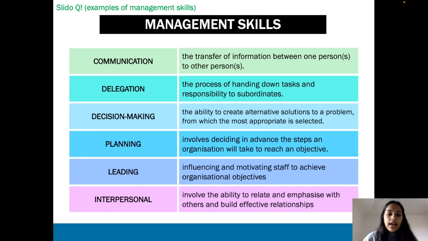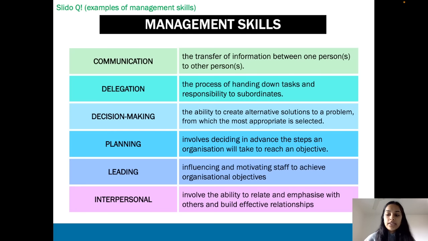And then we have planning, which involves deciding in advance the steps an organization will take to achieve an objective. So ensuring that the organization is well prepared and has preemptive steps and a plan in place, so that they have a clear direction as to how they're going to achieve what they want to achieve. Then we have leading, which is all about influencing and motivating staff to achieve organizational objectives. This links to Unit 4, Area of Study 1, where you learned about the importance of leadership during change management. It's the same thing here: influencing, motivating staff, being a figure of support, so that organizational objectives can be achieved.